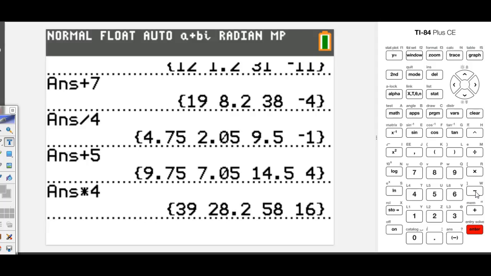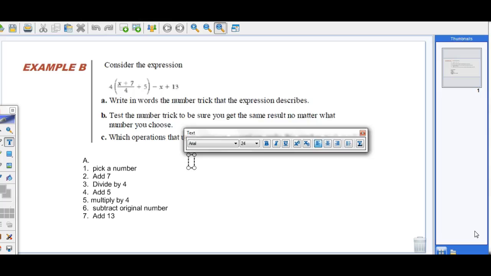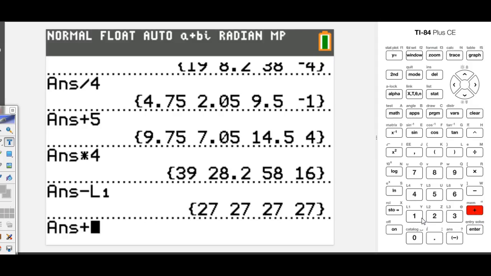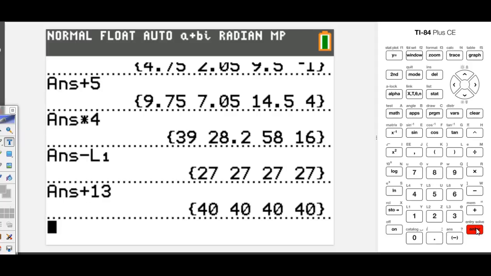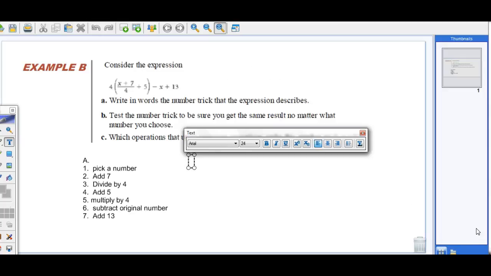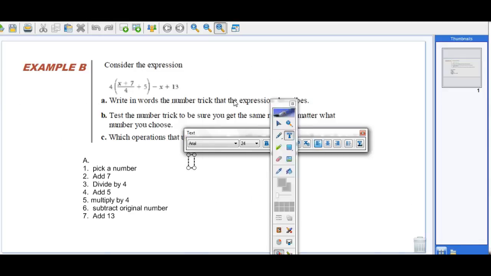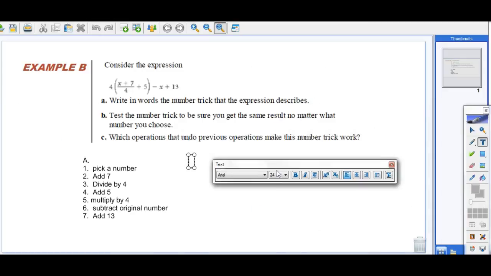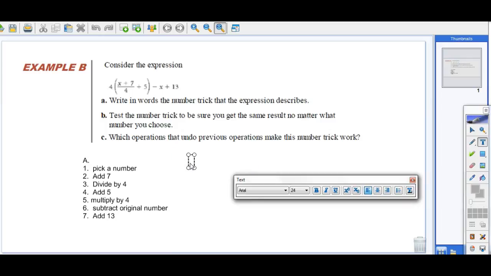Subtract the original number. So I'm going to subtract second 1, I'm going to subtract the list 1. Okay, and uh-oh, they're all 27 now. That's good. And now lastly, we're going to add 13. And that ends up with 40 for every single one that I have. So if you got 40, that means you did it right. Alright, good. So there is B. The number that we should get all the time, no matter what, is going to be 40. So for part B, you should get 40 every time.